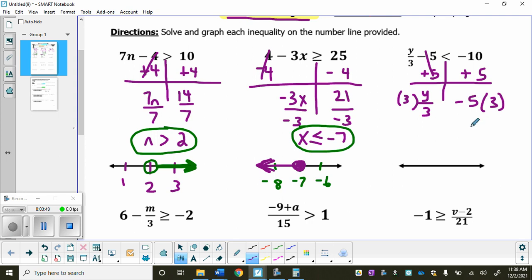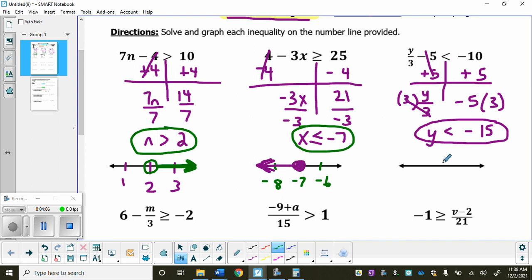And -5 times 3 is going to be a -15. I did not have a negative denominator, so I do not need to flip. And I'm going to keep the less than that I see in the problem. This cancels out, so I've got y is less than -15.